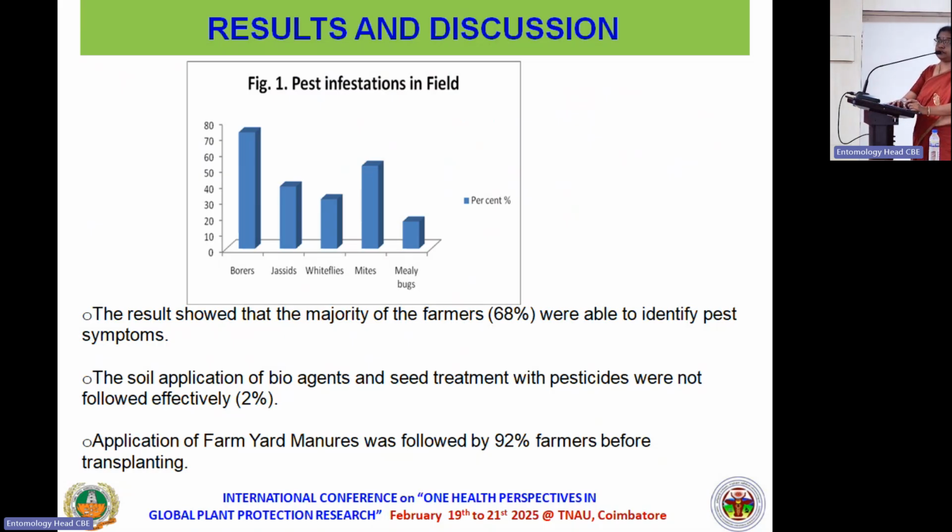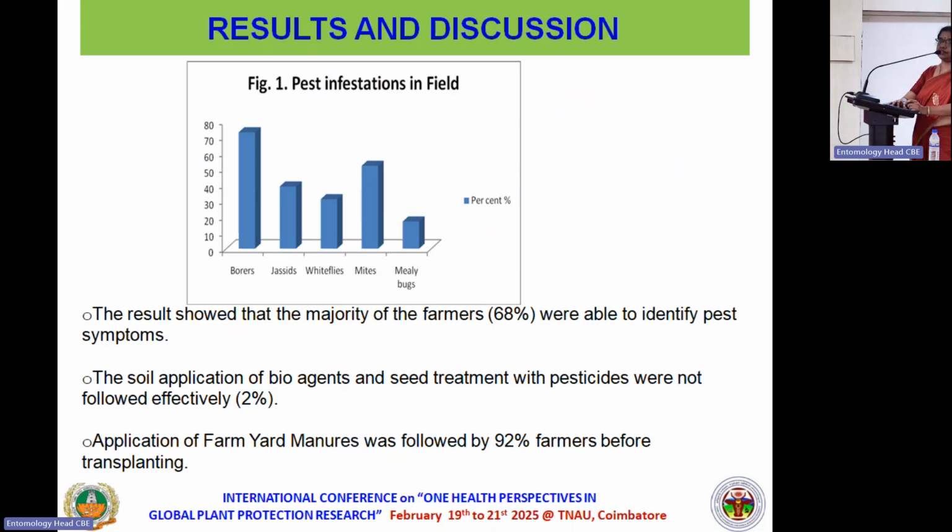Before our KVK intervention, the farmers were not able to identify mites or the damage caused by the jassids. Based on our intervention, they were able to identify mite damage specifically, and also the little leaf of brinjal.